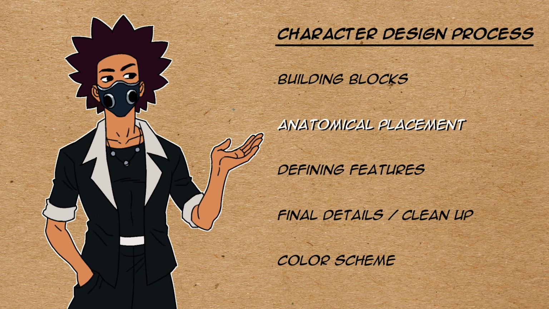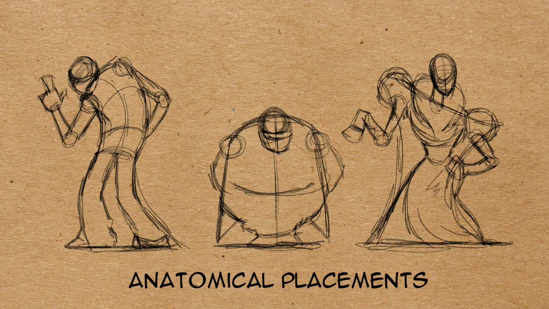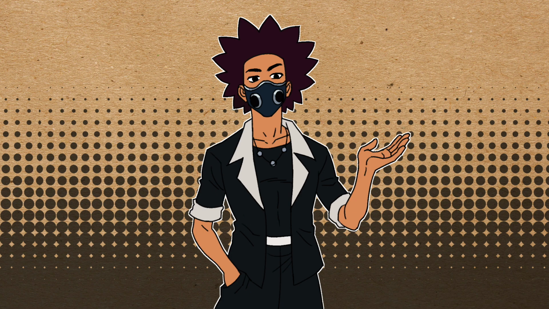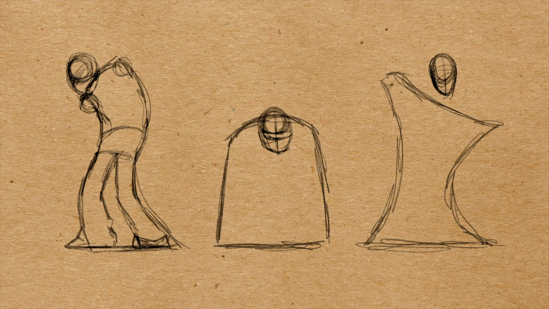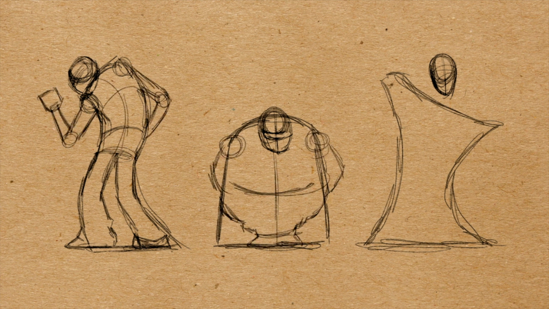Number 2, anatomical placement. When it comes to anatomy, especially as a beginner, I recommend practicing 30-second to 1-minute figure practice of people in different poses. Get some reference off Google, Pinterest, Reddit, your camera roll, whatever you want. Condition yourself to get comfortable drawing the general shape of different poses in a short amount of time.